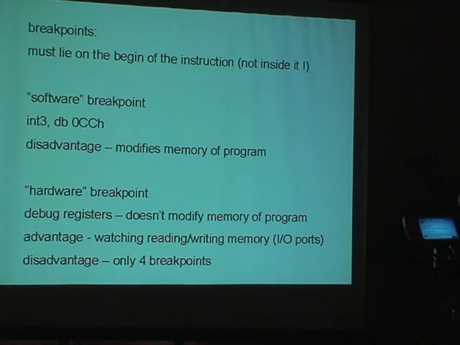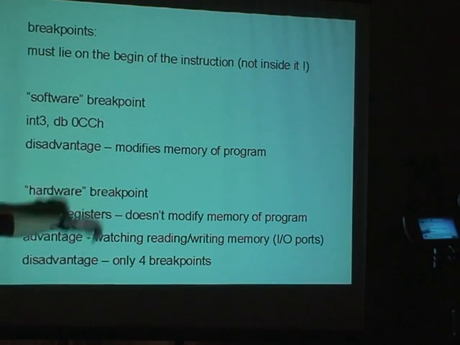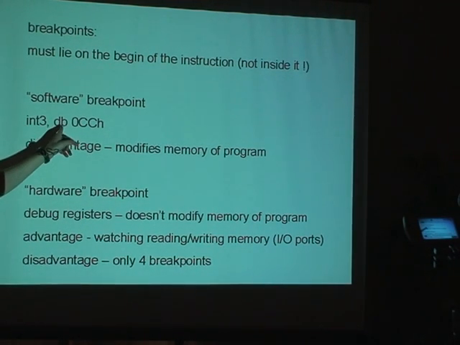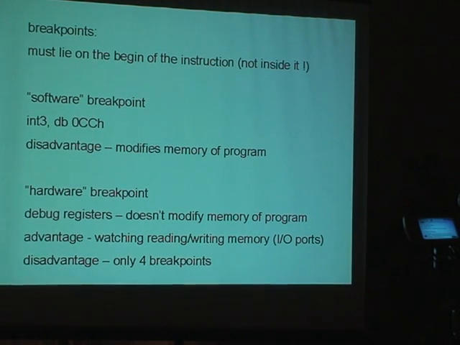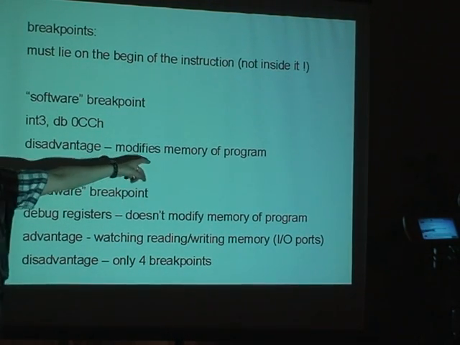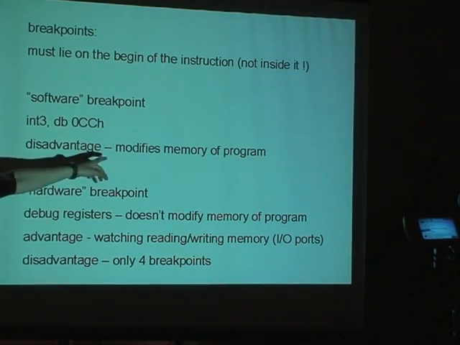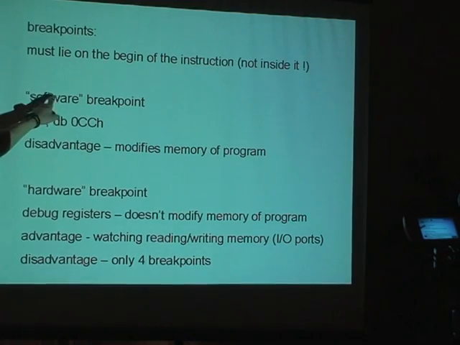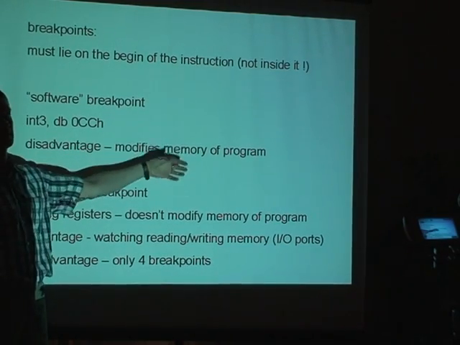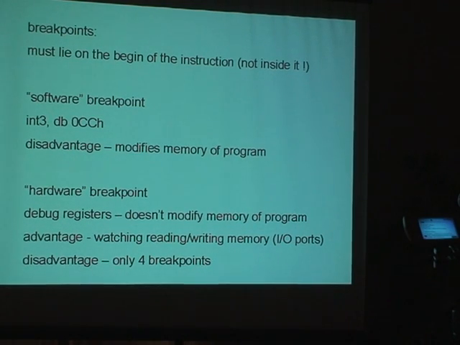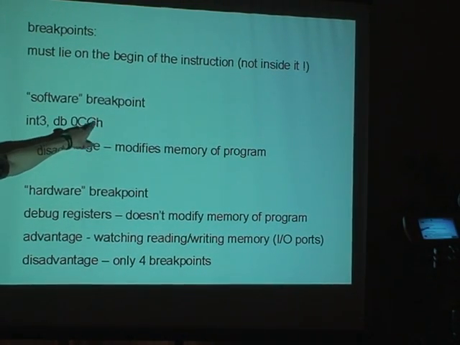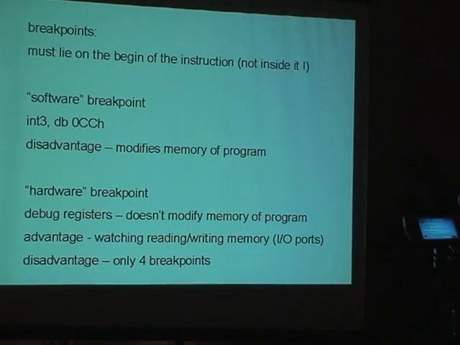Summarization about breakpoints. A breakpoint must lie on the start of the instruction. A breakpoint mustn't lie inside the instruction. We have two types of breakpoints. Software breakpoints, made by overwriting one byte in memory with this byte. It has the disadvantage that it modifies the program's memory. The program could easily detect this breakpoint by simply calculating its own CRC, and if some byte is overwritten with this one, the CRC is incorrect.